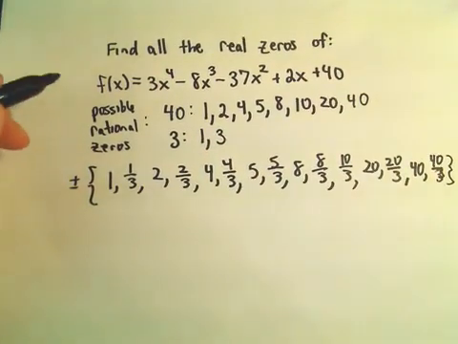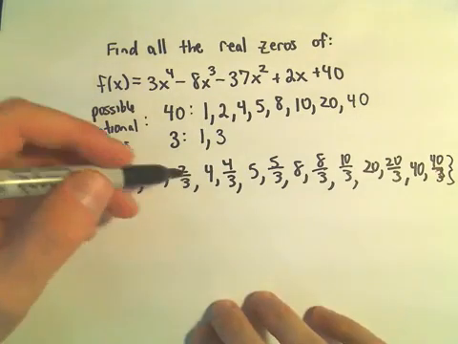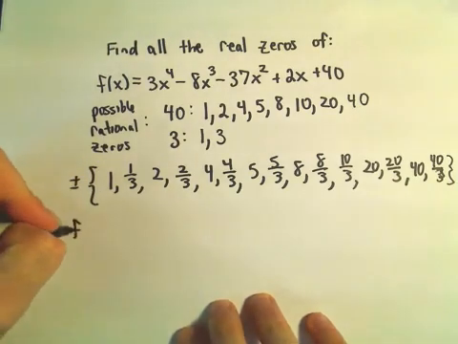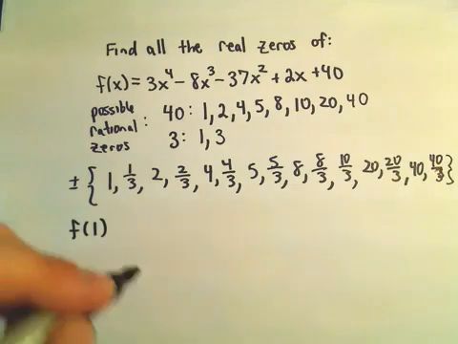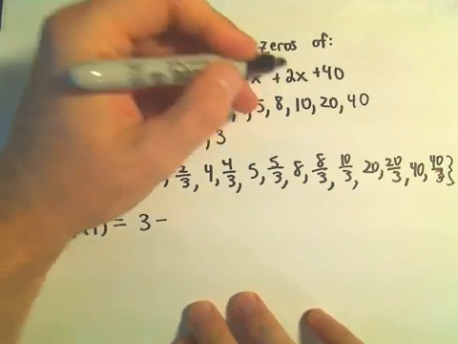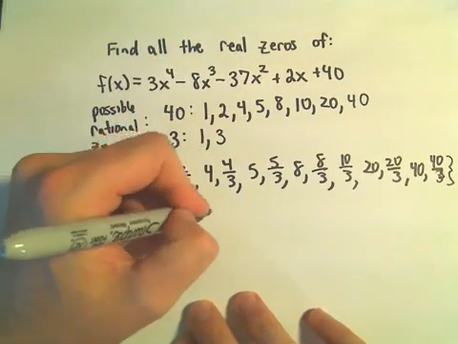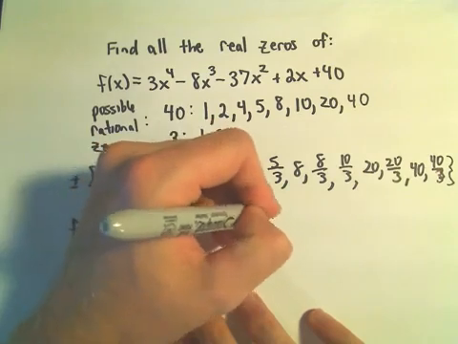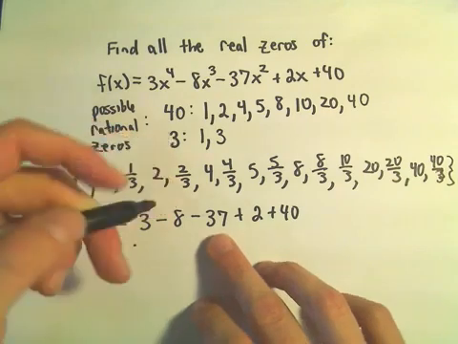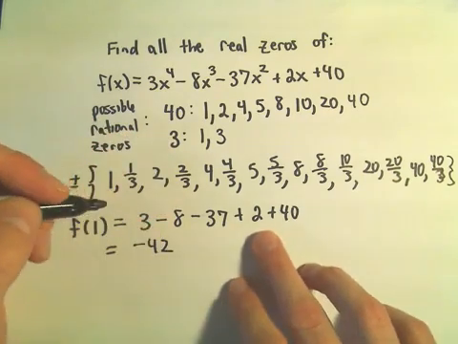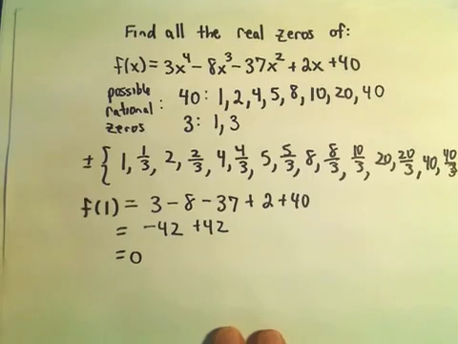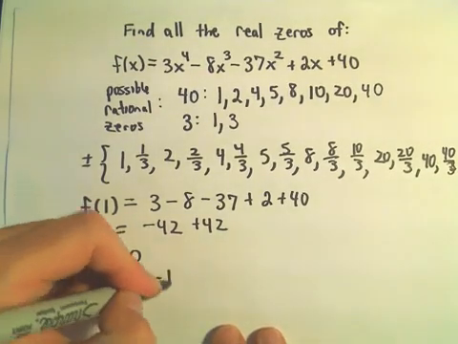So what I'm going to do now is use the remainder theorem, because if we plug one of these numbers in and get 0 out, that means it's a factor. I'm just going to start off with the easiest one, and plug 1 in. We'll have 3 minus 8 minus 37 plus 2 plus 40. Well, 3 minus 8 is negative 5. Negative 5 minus 37 would be negative 42. Positive 2 and positive 40 would be positive 42. So hey, we get 0 out. So this tells us that x minus 1 is a factor.